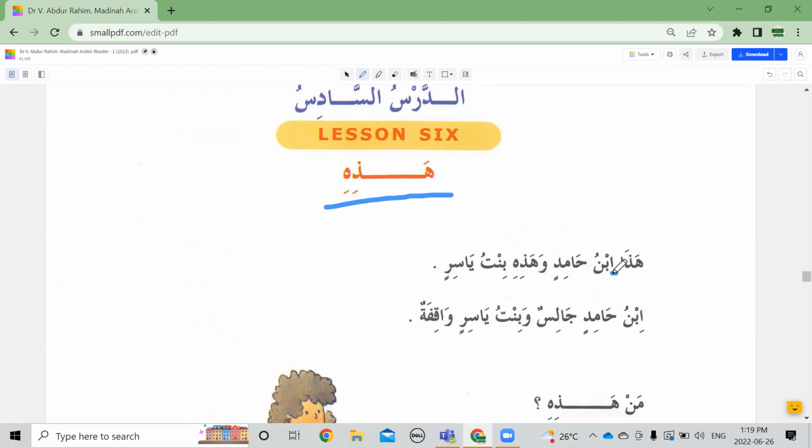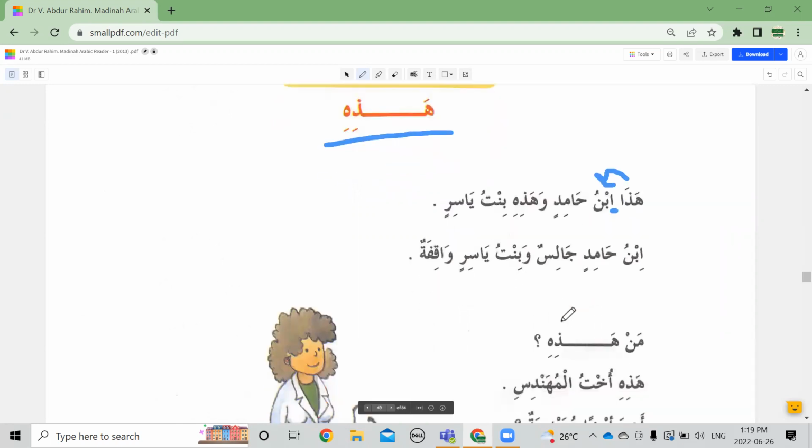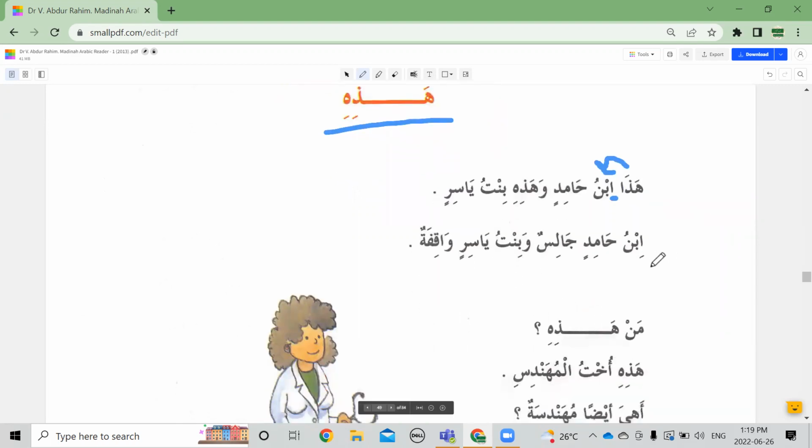So how do we read this part? Hazabnu Hamidin wa Hazihi bintu Yasir. Correct. Next. Ibnu Hamidin Jalisun wa bintun Yasiri Waqifatun. Yes. So this is Hamid's son is sitting, right, and Yasir's daughter is standing. Right. See, this is daughter, right? She's a girl. That's why we say waqifatun, with this ta marbuta.